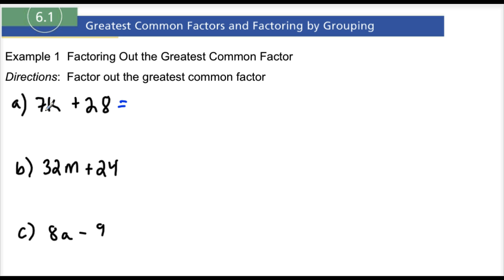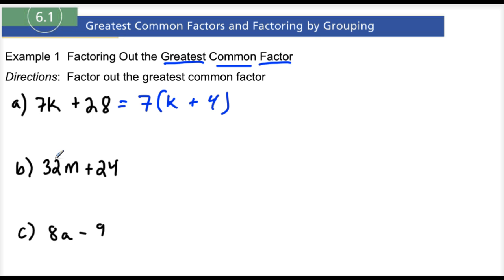See right here, I have 7k and I have 28. When I ask what's the biggest factor of 7k and 28, well, they both have a factor of 7. So I'm going to pull out the 7 and then put what goes back inside. The way you do that is you say 7 times what gives us back 7k? Well, that's just k. And then 7 times what is 28? That's just going to give us 4. So 7 times the quantity k plus 4 is its factored form, and I did that by factoring out the greatest common factor.